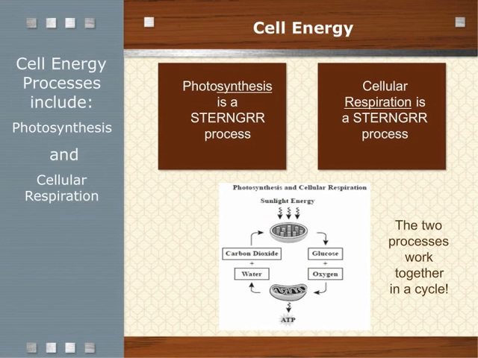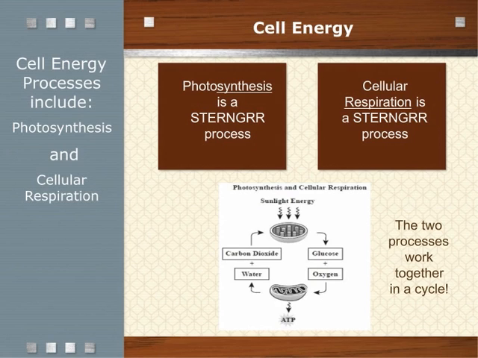Another STIRRINGER process that has to do with cell physiology are the processes of photosynthesis and respiration. Synthesis is the S in STIRRINGER. Respiration is one of the R's in STIRRINGER. So photosynthesis and cell respiration are both STIRRINGER processes. If you look at the far right side in the upper corner of your graphic organizer, you will see how these two processes work together in a cycle. Go ahead and write that note in the box. The two processes work together in a cycle.